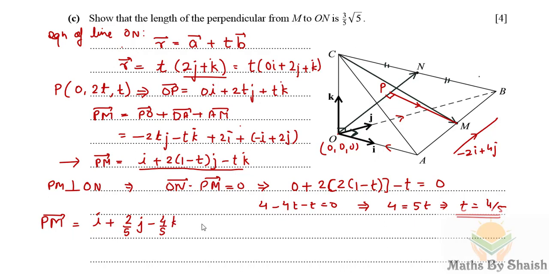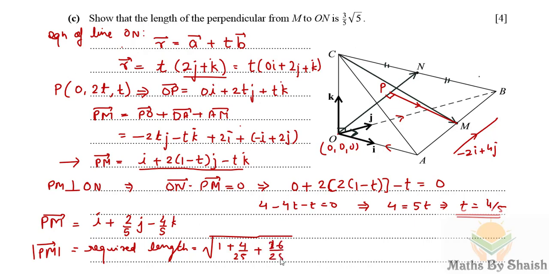So we have the PM vector, and hence the length of the perpendicular, the required length, is going to be the modulus of PM. PM vector, the modulus of this is the required length. It is going to be the square root of 1 plus 2 by 5 squared, which is 4 by 25, plus 4 by 5 squared, which is 16 by 25, and we'll solve it. It is going to be 45 over 25, and 45 over 25 can be written as 9 into 5 over 25. So 9 and 25 are square numbers, so it becomes 3 by 5 times root 5.